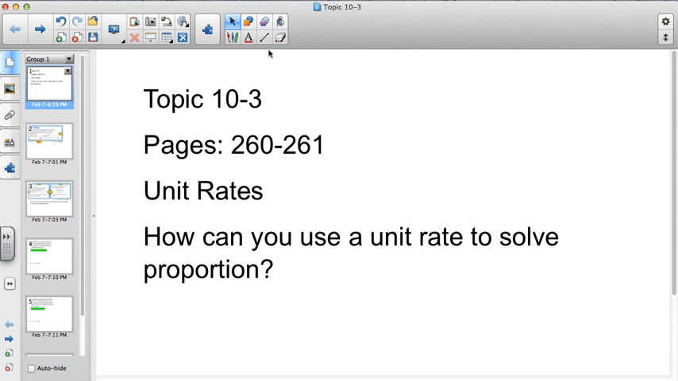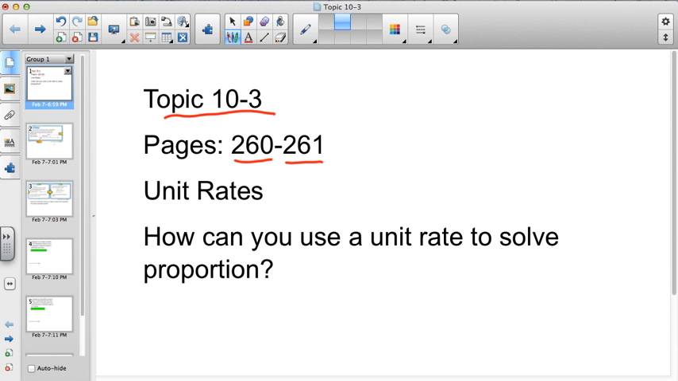Alright kids, in this activity we are going to go over the concepts in topic 10.3. You will need to open your book to pages 260 and 261. Pause the video, get yourself out some paper, and open up your book now.